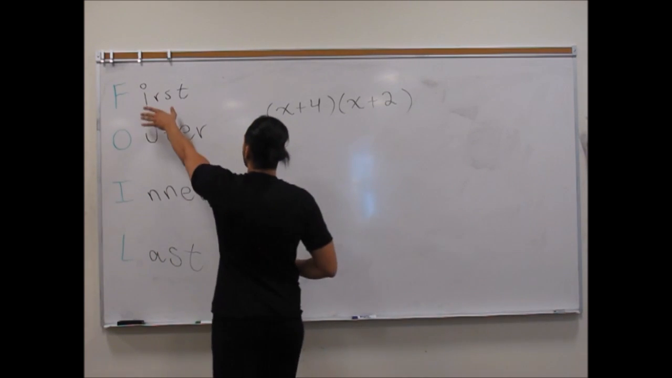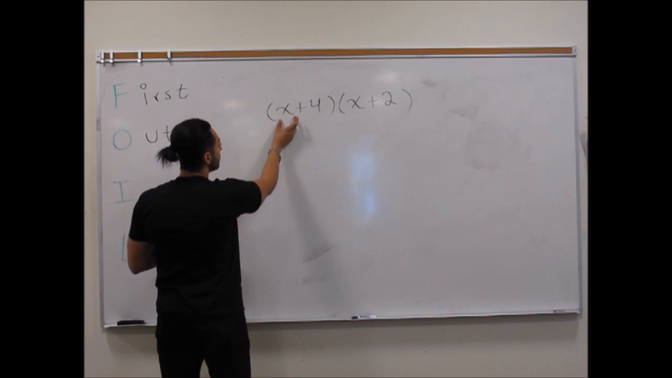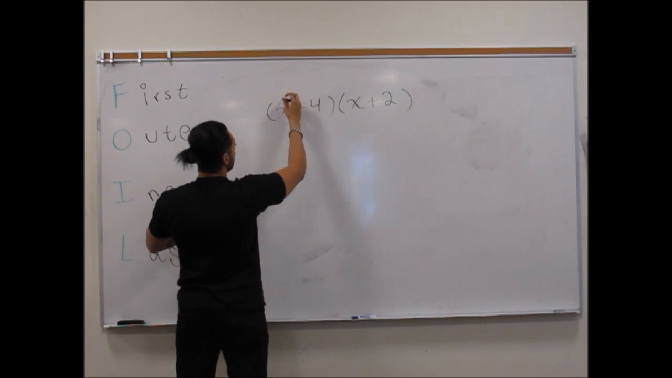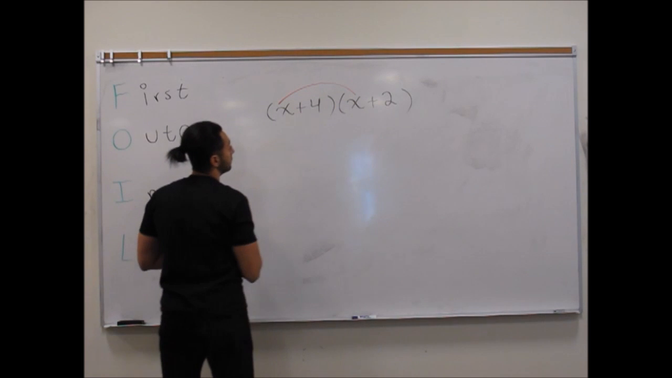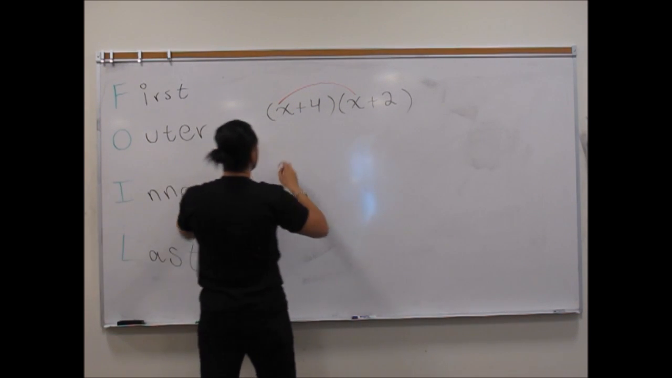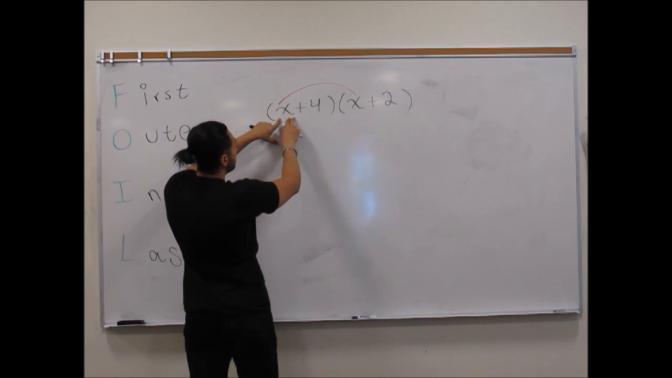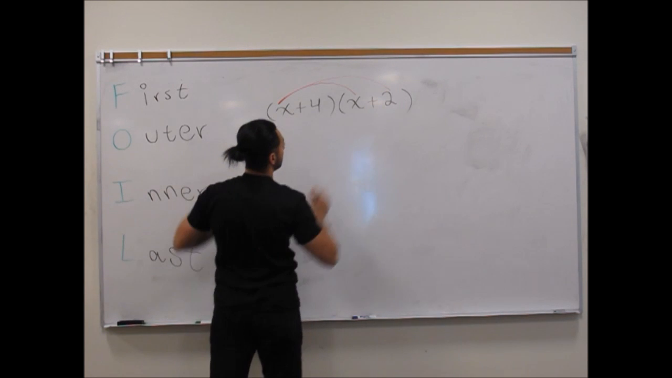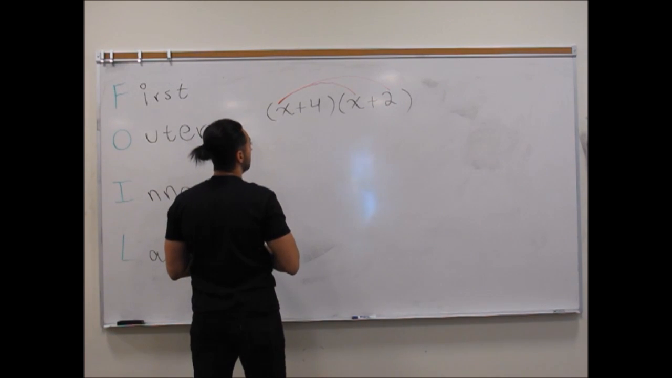When we're talking about the first, we're talking about the first term in this parenthesis getting multiplied with this guy right here. That's what the first indicates. When we're talking about the outer, we're talking about this first guy, first term in this parenthesis getting multiplied with this outer guy here. That's what the outer means.